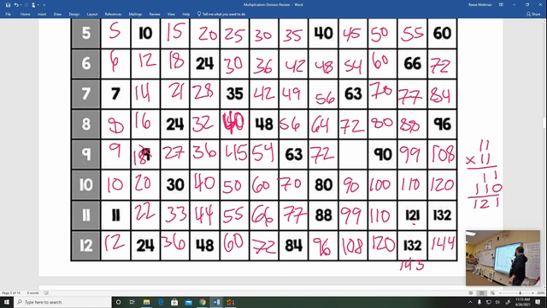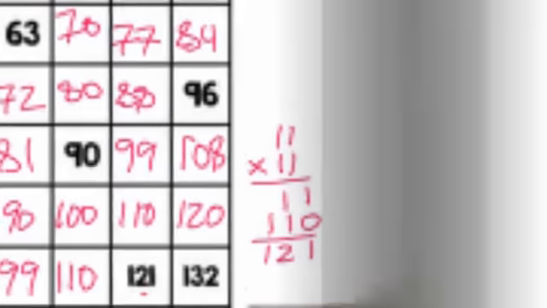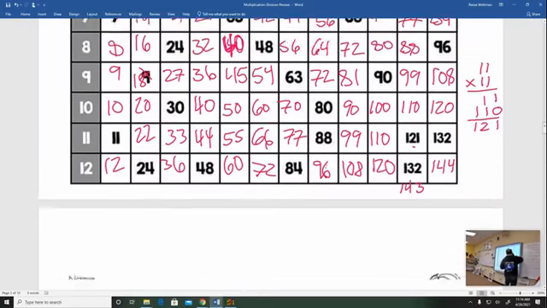We're missing one number. One number. And it is 9 times 9. What's 9 times 9? 81. That's right. And that's it. Done. Look how quickly we did that. Let's see what we have here.